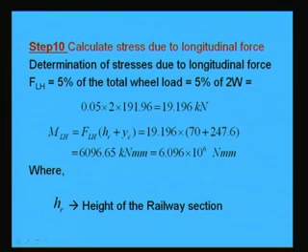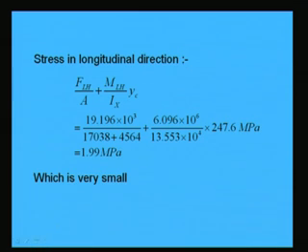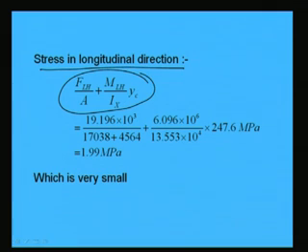So, now we will calculate the stress due to longitudinal force. Due to longitudinal force, FLH will be 5% of the total wheel load. So, 0.05 into 2 into wheel load 191.96. So, this is becoming 19.196. Similarly, MLH will become FLH into (HR plus YC). So, this value will become 6.096 into 10 to the 6 Newton millimeter, right, where HR is the height of the rail. So, we can find out the stress in longitudinal direction from this formula, FLH by A plus MLH by Ix into YC, and we will find the value as 1.99 MPa, which is very small, as we told that this stress is becoming very small.